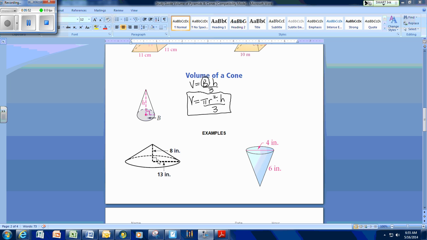So let's try a couple of examples. Try this first example here. Volume equals pi times the radius squared times the height divided by 3. Let me draw this out, and I'll plug in what I know. It looks like the radius of that base is 13, so I'll put that in for r, and the height is 8. So I've been given all the information. Now, my first answer I'm going to put in terms of pi.